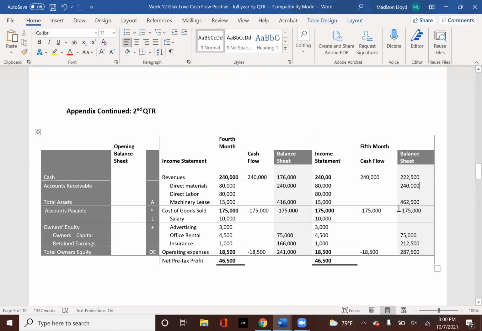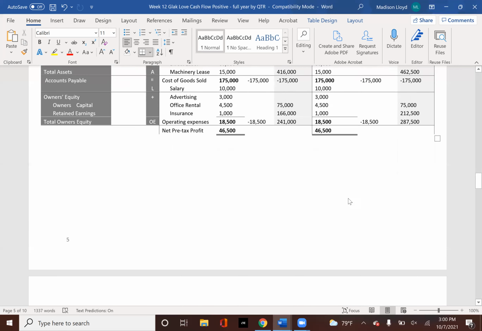Our accounts payable, we've got to pay our cost of goods sold next month, so record it right here in our accounts payable as a negative. Owner's capital, $75,000. Retained earnings, add your retained earnings from last month plus your new profit for this month to get your retained earnings for the fifth month, $212,500. Add those two together, you get your total owner's equity of $287,500.